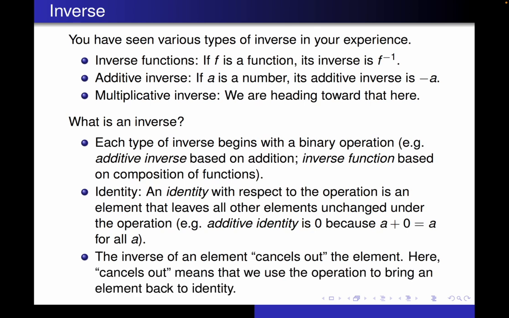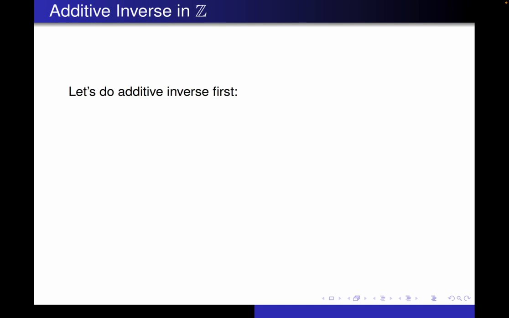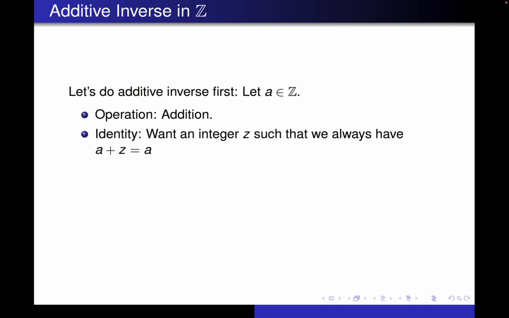And what do we mean by canceling out? Well, it means we use the operation to bring the element back to whatever the identity was. So let's see how this works with additive inverse. I know you know what an additive inverse is, but I want to go through this process so you can see how it works with other types of inverses as well. If you take an integer a, the operation we're talking about with additive inverse is, of course, addition. Our additive identity is some number such that when we add it to another number, it leaves it alone. So a plus z equals a. And of course, the only integer that does that is 0. So that's our additive identity.